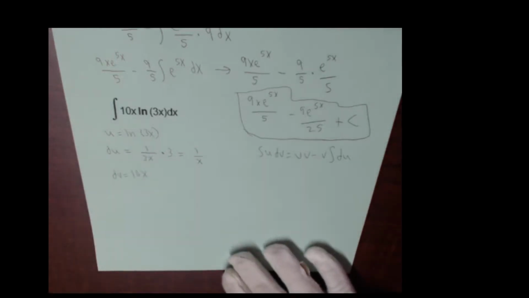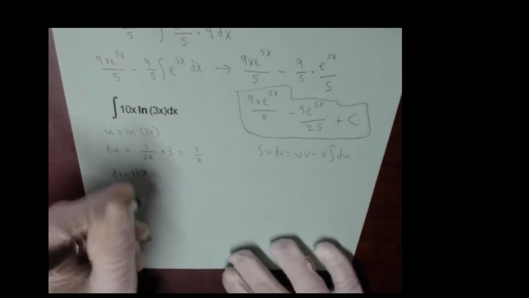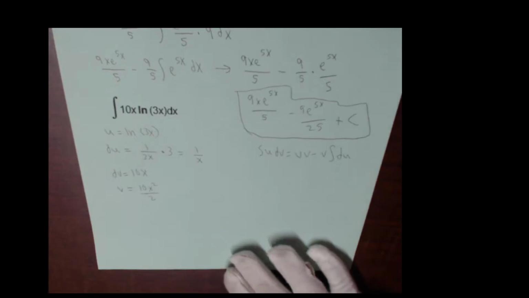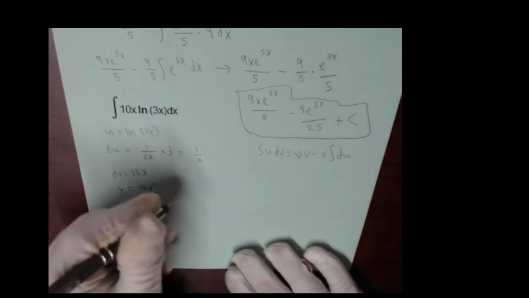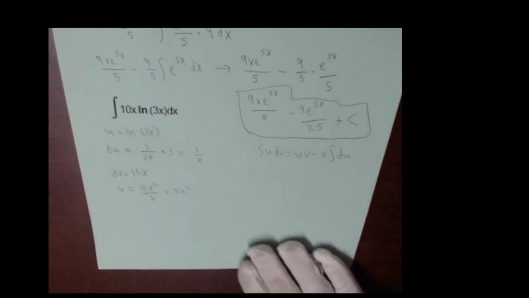And remember that we're doing an integral of dv to get v. So that's going to be 10x squared over 2 is going to be the integral. Don't worry about the plus c. Notice the derivative of this is this. And so that simplifies to 5x squared. And that's good. We're now ready to plug in.